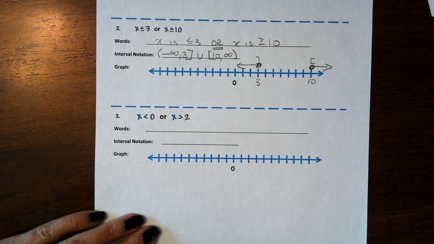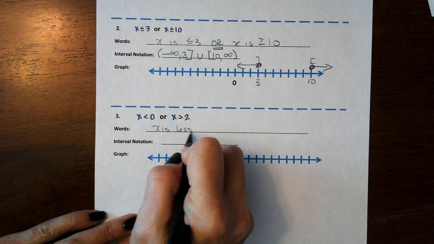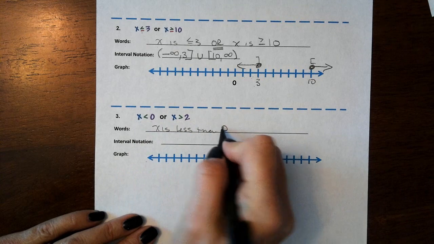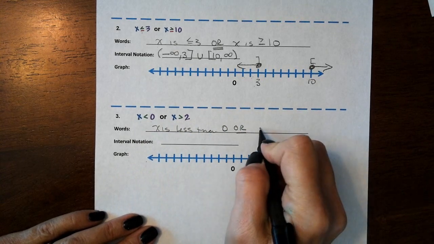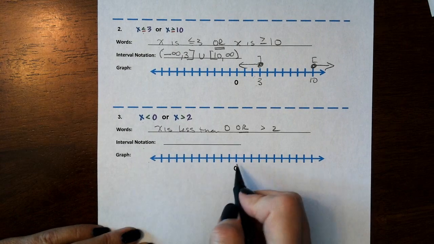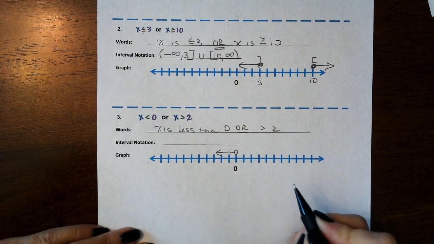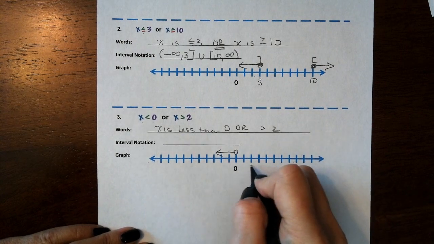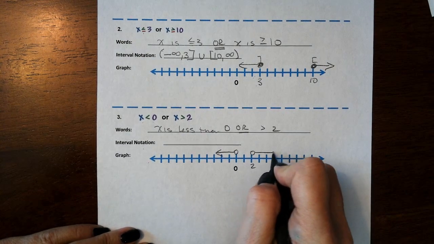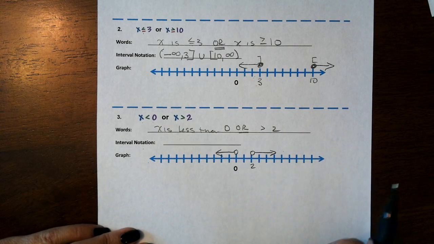Last one. Okay, x is less than 0, or greater than 2. I'm abbreviating, sorry. Okay, so interval notation, x is less than 0, okay, and x is greater than 2. That means all real numbers less than 0 and greater than 2 would satisfy our inequality.